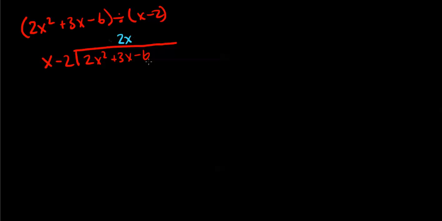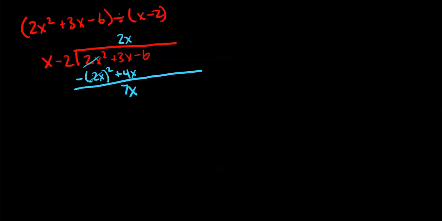So we now have 2x, so 2x times x gives us 2x squared, and then 2x times negative 2 would give us minus 4x. And you see that negative on the outside, we have to distribute it to both terms. So that would give us a negative 2x squared, and that would give us a positive 4x. Now we can go ahead and simplify. So 2x squared minus 2x squared equals 0. 3x plus 4x gives us 7x.